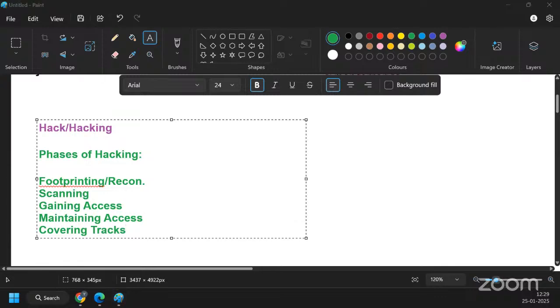So, guys, there are five phases of hacking. The very first one is what we call footprinting. When we talk about footprinting, the attackers try to gather as much information as they can about the victim.